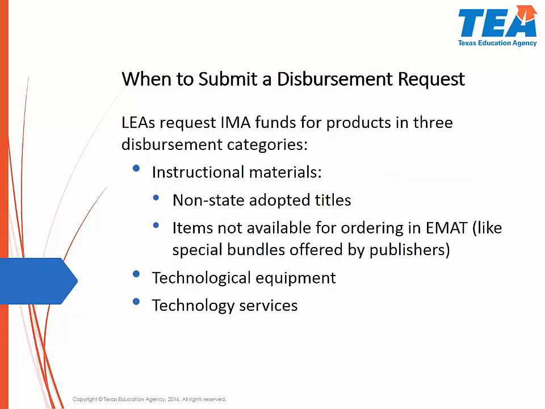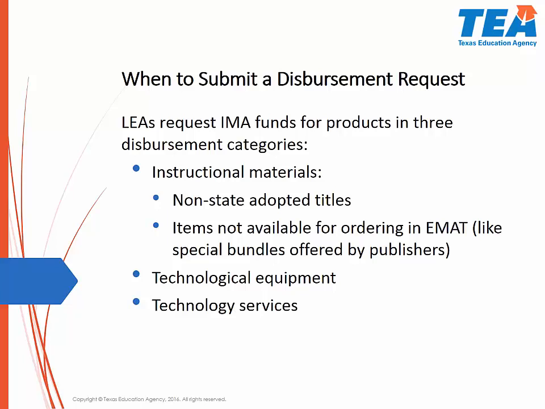Disbursement requests may be submitted in 3 disbursement categories: instructional materials, for non-state adopted titles, or items not available for ordering in EMAT, such as special bundles offered by the publisher, technological equipment, and technology services.